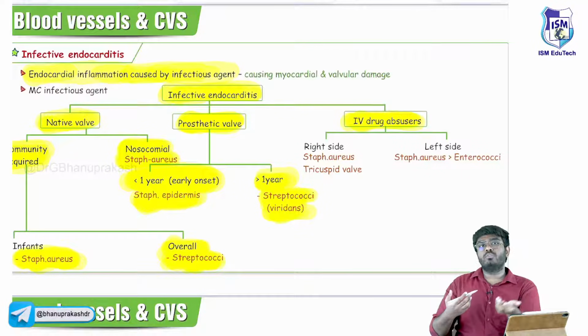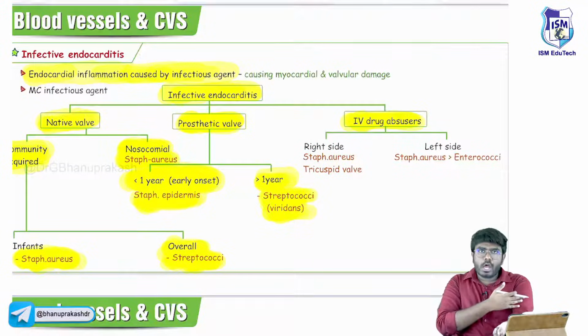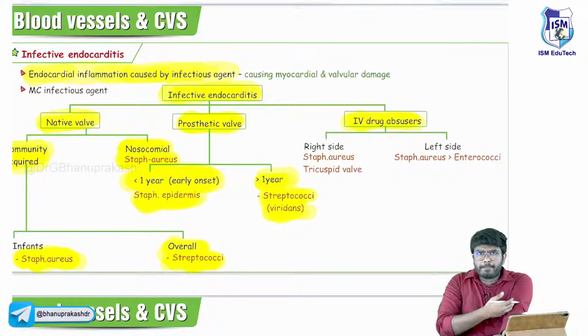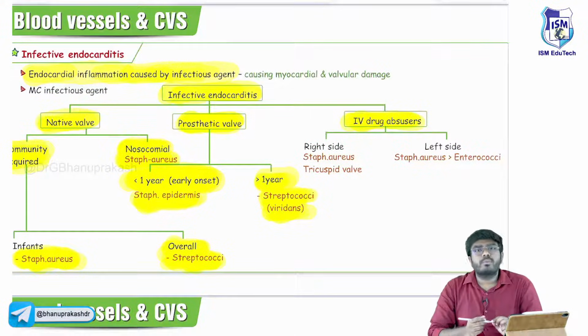Now, in IV drug abusers, imagine I am the person who is doing drug abuse. What I have to do is take the injection, and I am going to take these drugs into my veins. Whenever I am taking these drugs, what happens? The bacteria which is present on my skin can get access into my bloodstream. So all this venous blood, where will it come? It will come into the right side of the heart, the right atrium. If all this bacteria is coming into the right atrium, which valve is going to be most commonly affected? The valve between the right atrium and the right ventricle, that is the tricuspid valve. So the tricuspid valve is going to be most commonly affected.